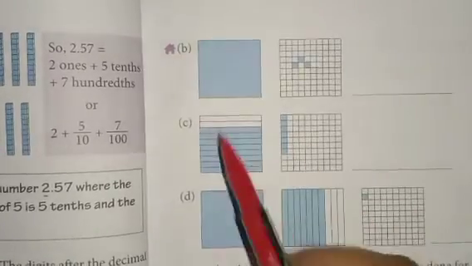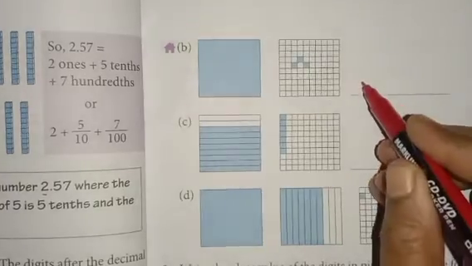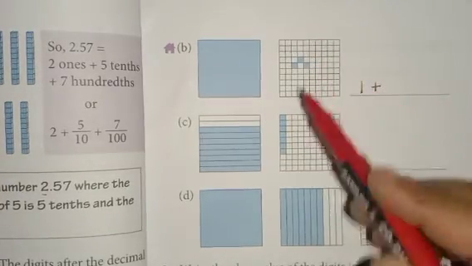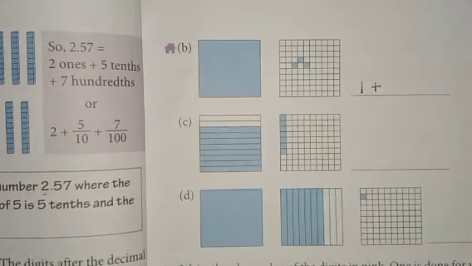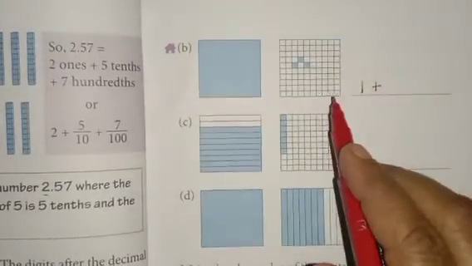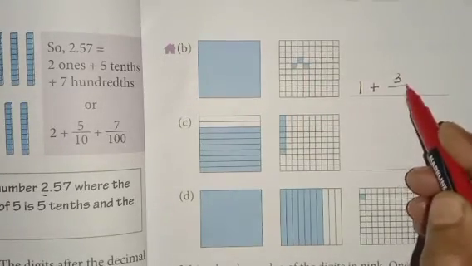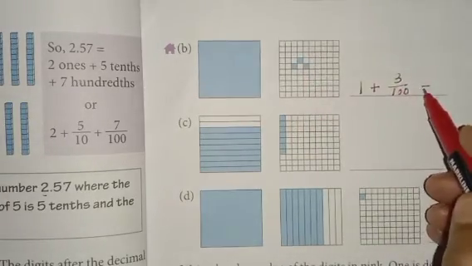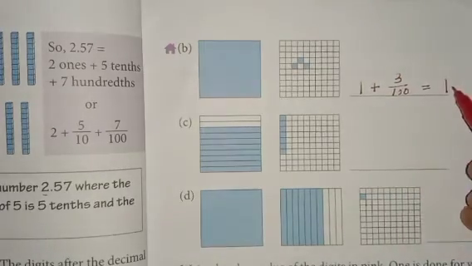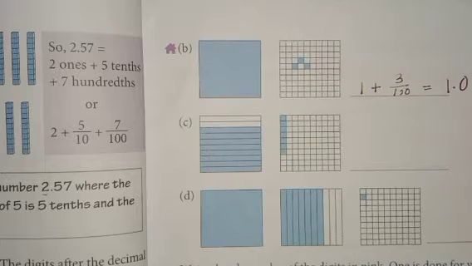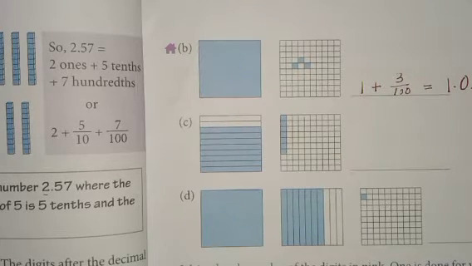B question. Here this is the whole part. So we can write as 1. Then plus. Here how many columns are there? You count. 1, 2, 3. You can count and write. Okay. Here is 100. So here how many portions are shaded? So 3 by 100. Then how do you write the answer? Here 1 point. Here no tens place is there. So we can put 0. Then 3. So the answer is 1.03.